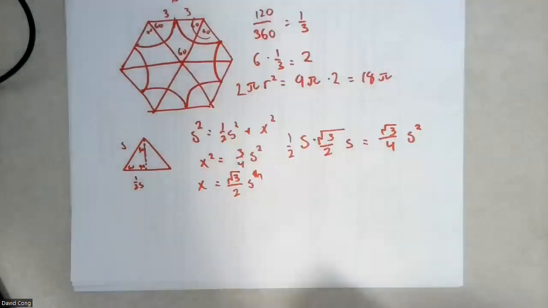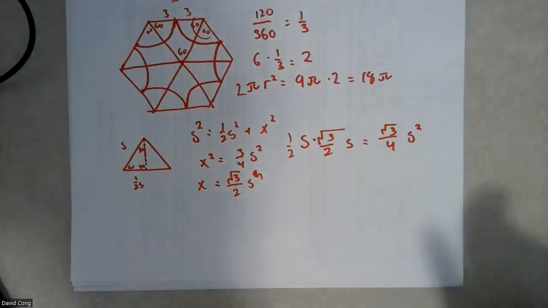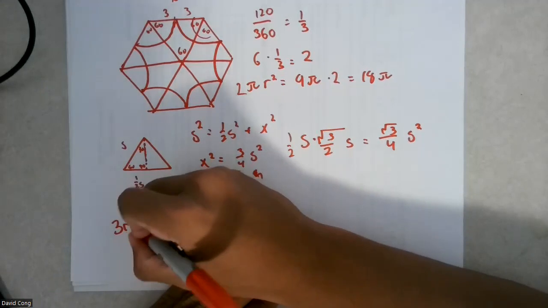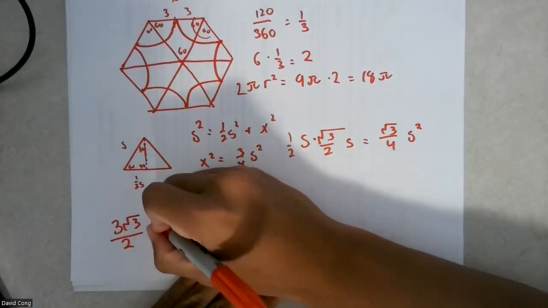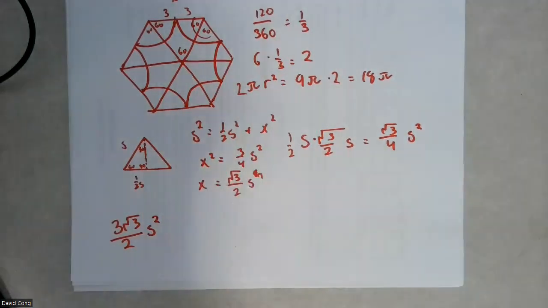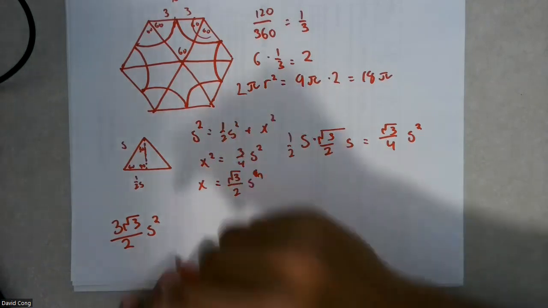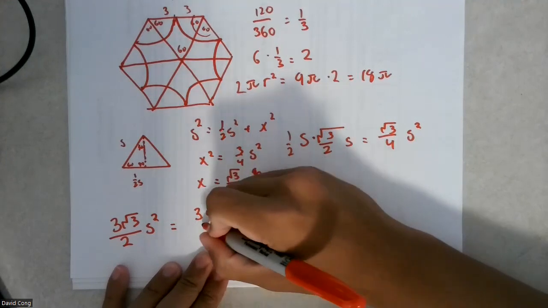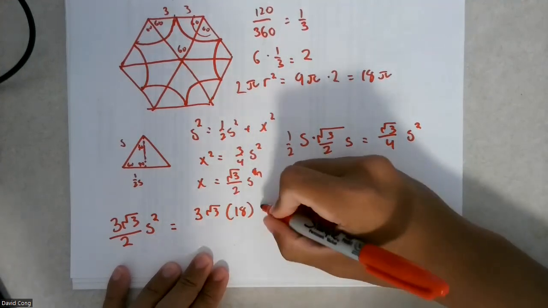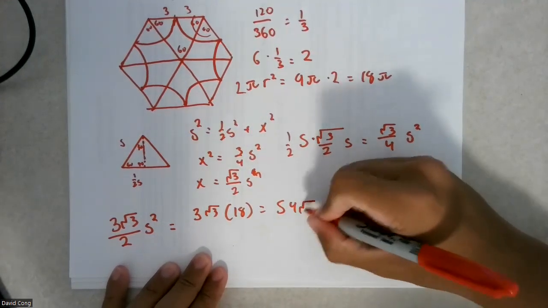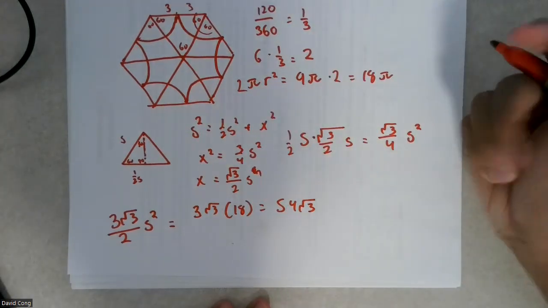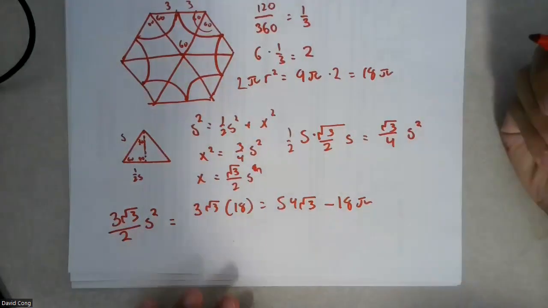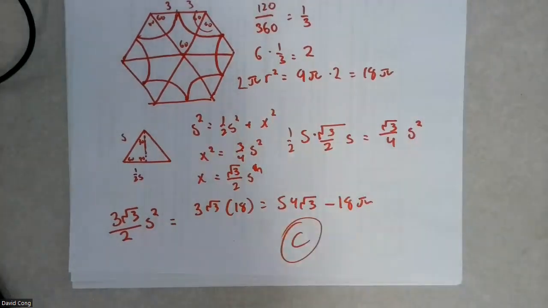And this is a hexagon, which is made of 6 equilateral triangles because it's regular. So we just multiply this by 6 and we get 3√3/2 s squared. Okay, that's the area of the hexagon. We know the side length is 6, so it's 3 times 36 over 2, which is 54√3. Now we just have to subtract the areas of the circles: minus 18 pi. And what is this? C.